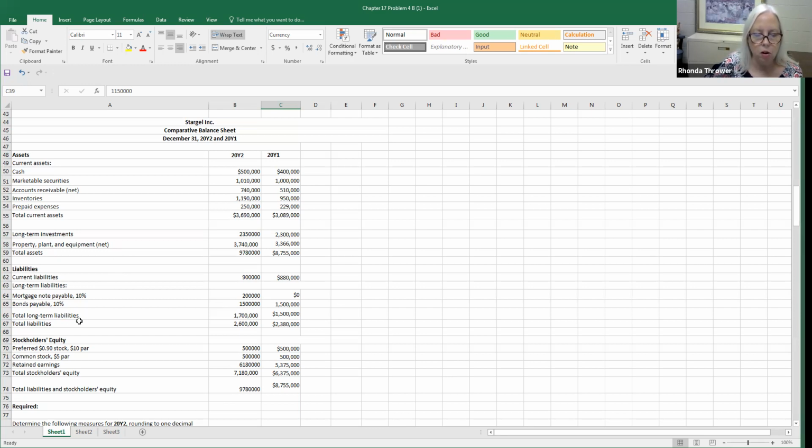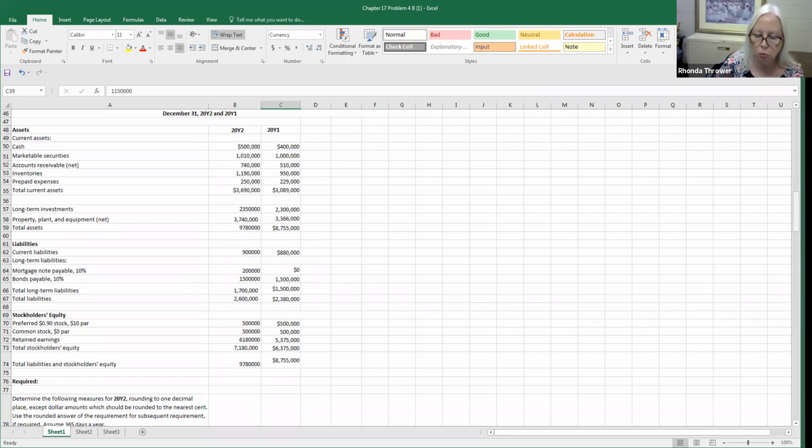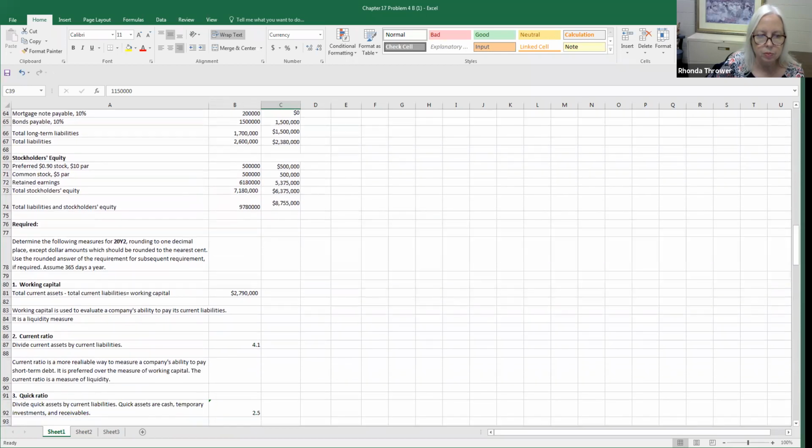Long-term liabilities are those liabilities that we intend to pay off over a period longer than a year. Examples of long-term liabilities are mortgage payable and bonds payable. Both of these are long-term liabilities. So the total of the long-term liabilities is $1,700,000. We're going to take the property, plant, and equipment and divide it by this figure, and that will give us the ratio of fixed assets to long-term liabilities.